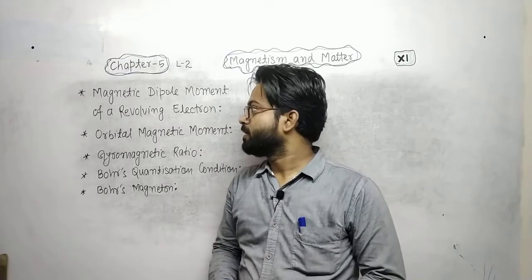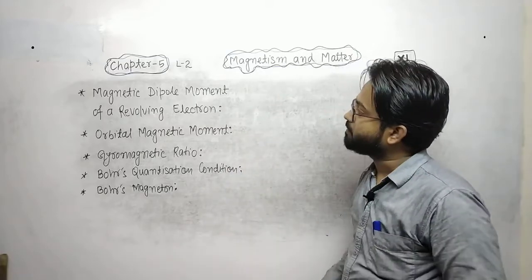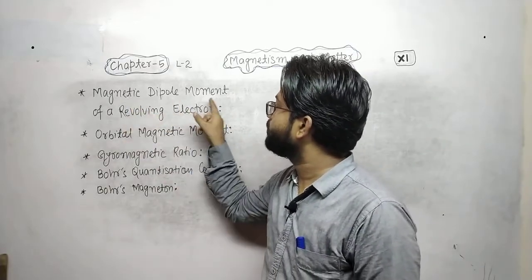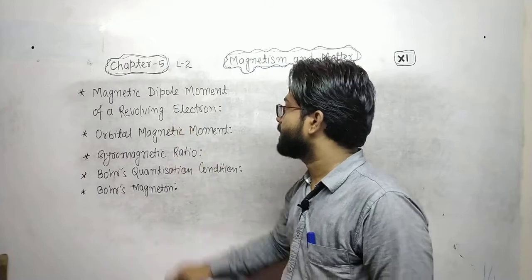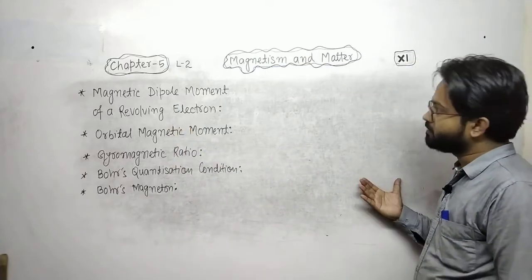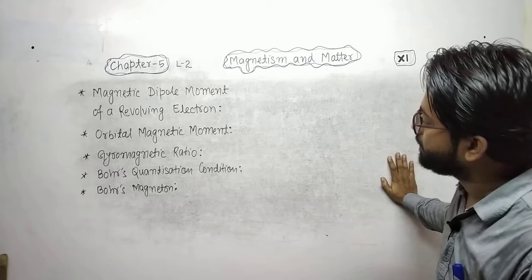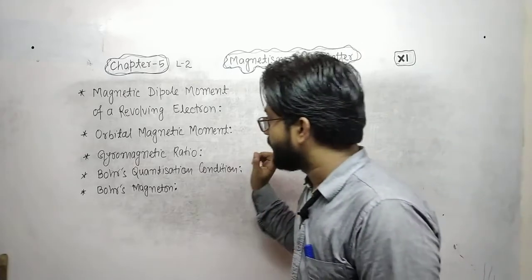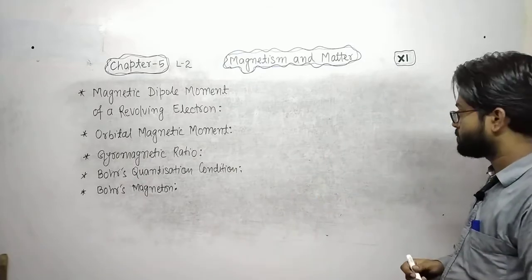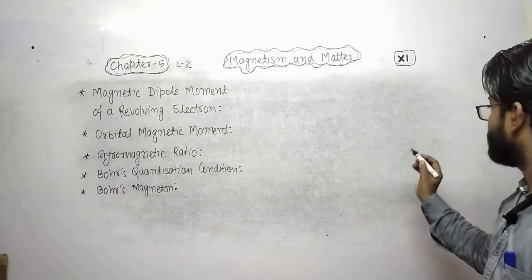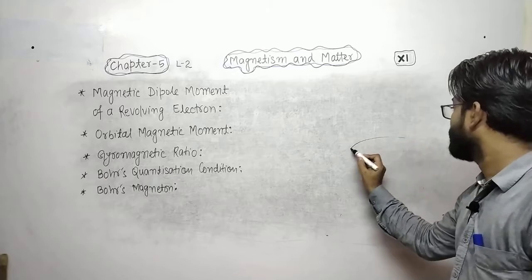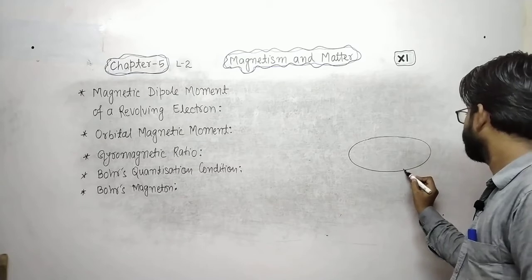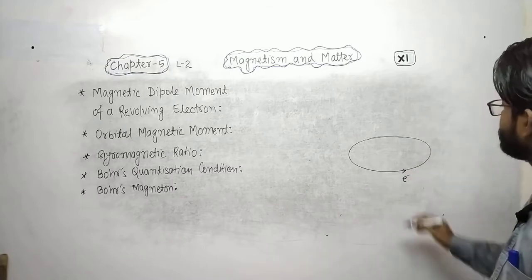Hello students, now in the second lecture of chapter 5 we will discuss these points. First point, magnetic dipole moment of a revolving electron. We have seen in lecture 1 that if a charge is moving it behaves like a dipole. Now the electron is also charged, so if the electron is moving, let us suppose it is moving in this direction.